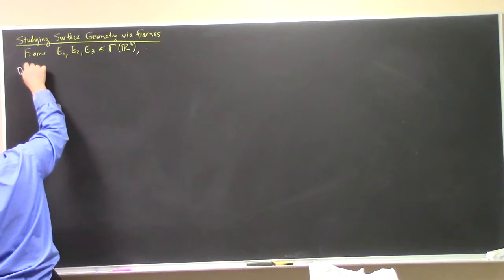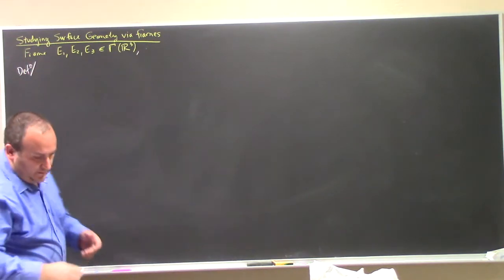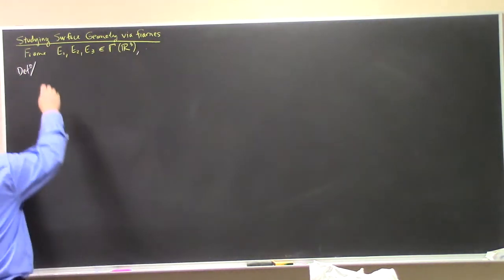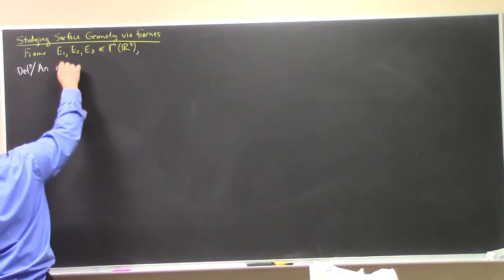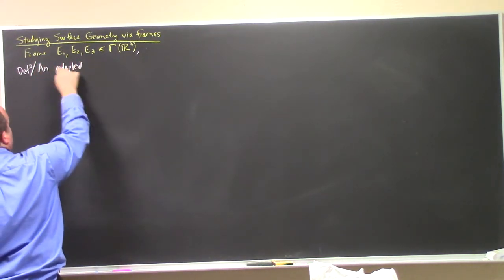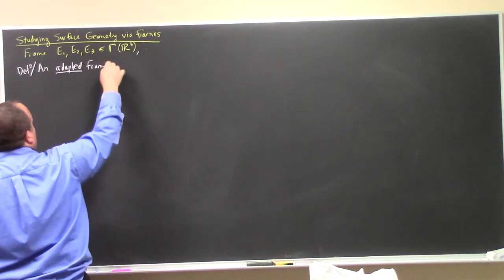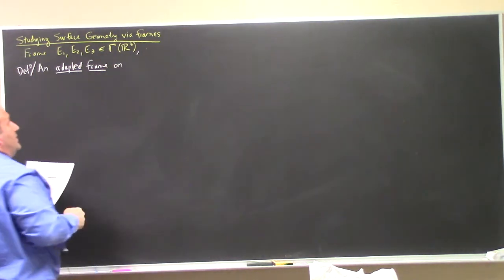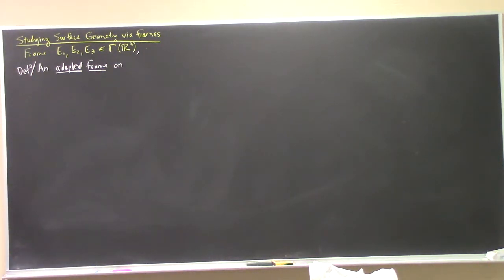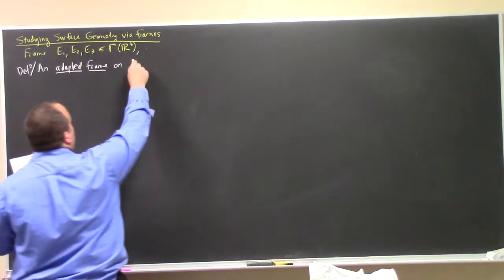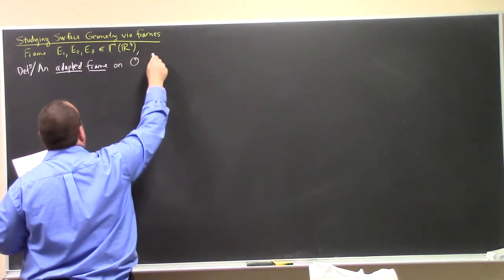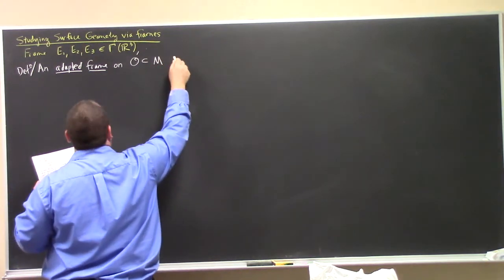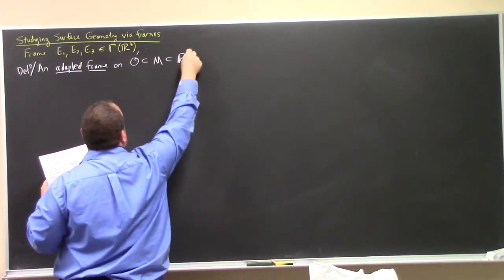So, definition. An adapted frame. I use that symbol for the set of vector fields on a set. An adapted frame on some subset O of M, a surface, which, of course, we're still in R3 at the moment.